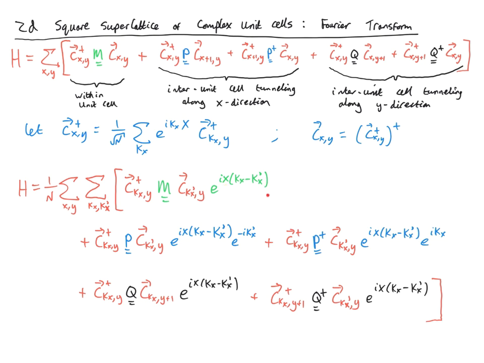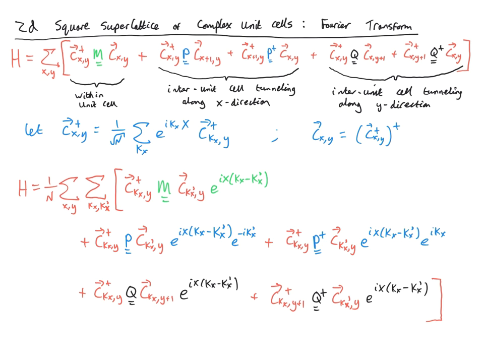And we'll recognize, of course, that this will be a delta function later on. On to the next term. In our original Hamiltonian, we have these blue terms, the inter-unit cell tunneling along the x direction. So here I have the operators c_{kxy} and dagger and c_{kx'y}.